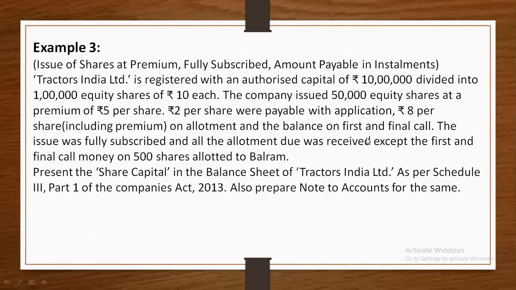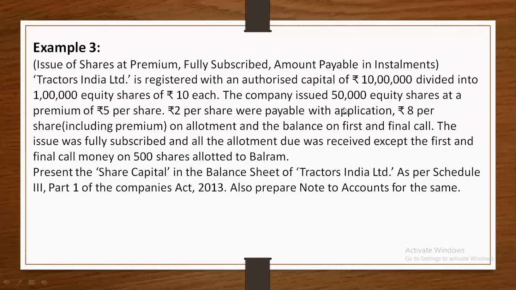Allotment due was received, except the first and final call is not received on 500 shares allotted to Balram. So student, here application money is received in full, allotment money is received in full, but when the first and final call money is called, Balram did not pay on these 500 shares at the rate of 5. So how will this amount be shown in the balance sheet?